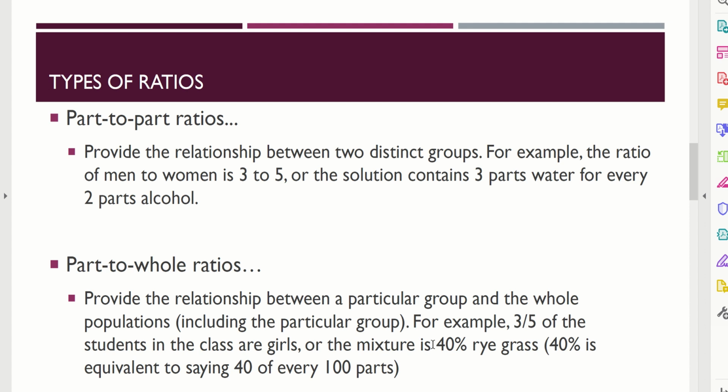Or the mixture is 40% ryegrass. 40% is equivalent to saying 40 out of 100 parts. So in a percentage, out of that whole mixture, 40 out of 100 parts, 40%, is ryegrass, and the 60% is everything else.